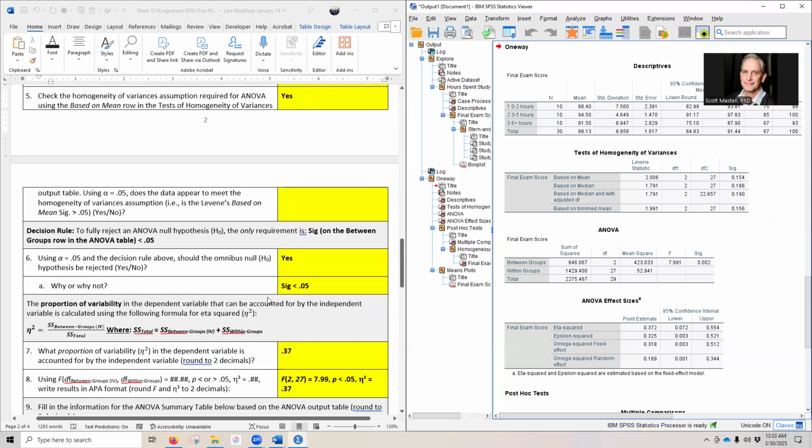Let's see. All that has to be the case for you to fully reject the null hypothesis for a one-way ANOVA, they're always two-tailed, is significance is less than 0.05. So for number 6, you would say yes. Yes, we reject the null. So why is that? Well, the sig is less than 0.05. That's all that has to be true.